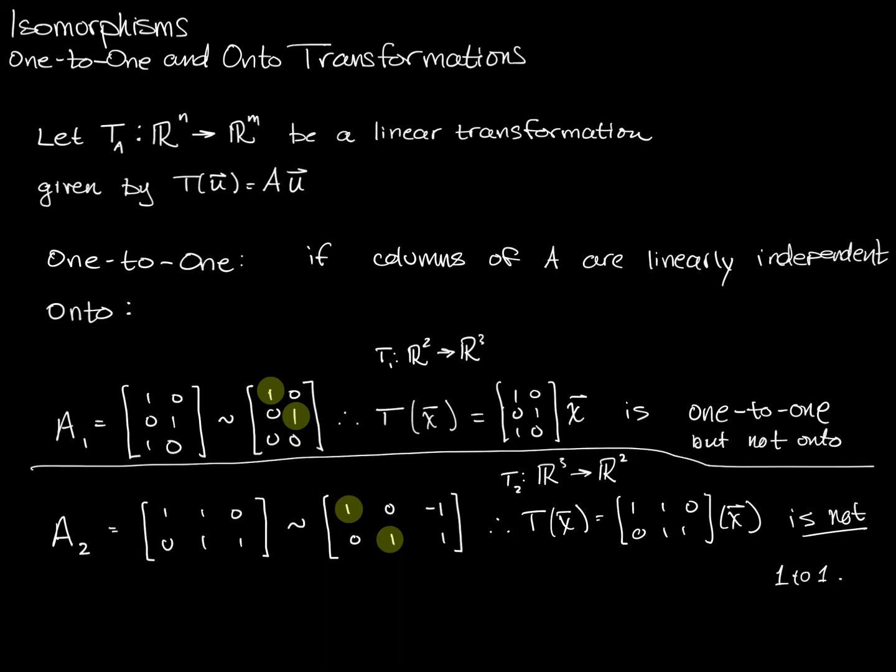For our second transformation, we've already established that it's not 1 to 1 because the columns are not linearly independent. But do those columns span R2? Well, we have two linearly independent columns, so yes, they do. So while it's not 1 to 1, it is onto. I should say T1 is 1 to 1, but not onto.